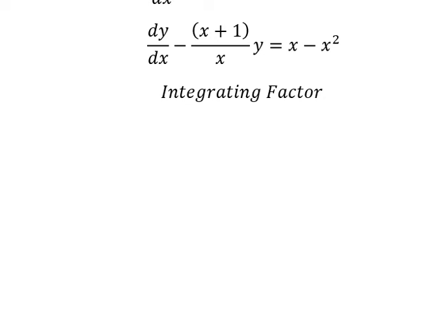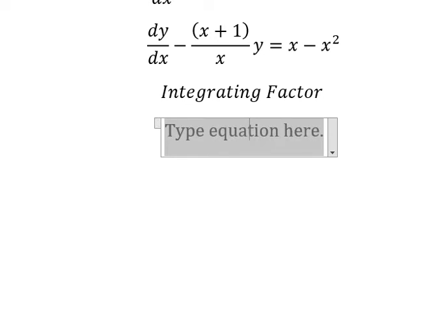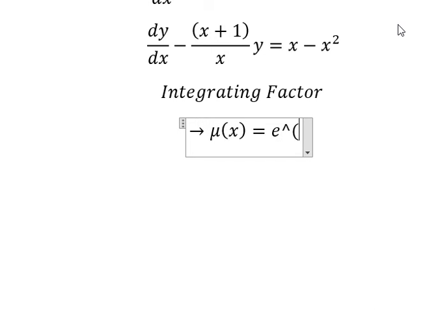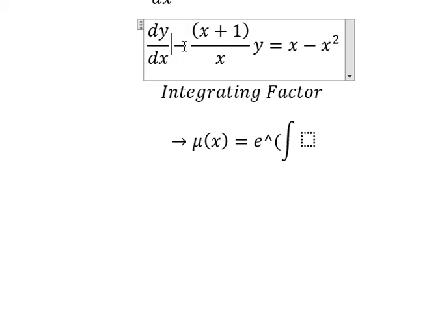So we need to find mu of s, which equals e to the power of the integration. We see that negative s plus 1 over s next to y is the integrating factor. So we can put this one here.